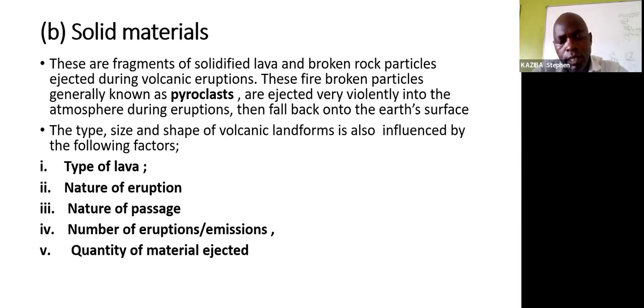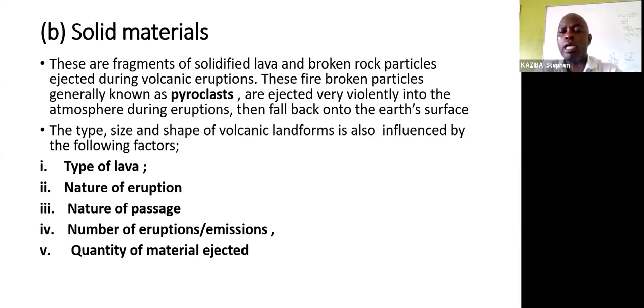Now, besides the nature of the material, you also have other things to consider when you're explaining those points. So as you're explaining, make sure you mention the type of material that is erupted. You mention the nature of eruption. You have to talk about, is it violent? Of course, violent eruption is associated with acidic lava. Then you also talk about is it effusive or silent? Effusive eruption is associated with basic lava.